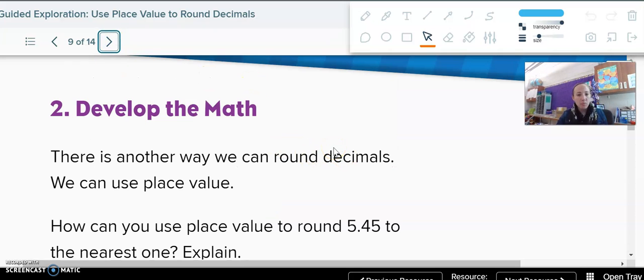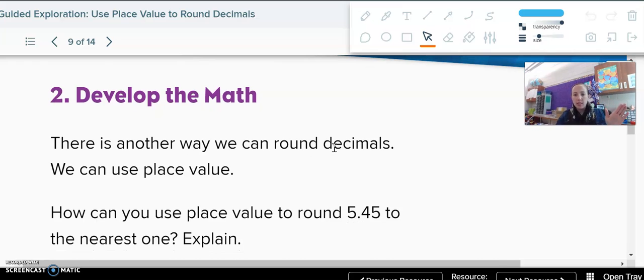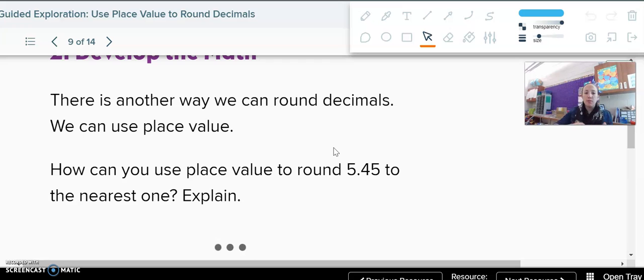So we'll get to that in a second, rounding to a different place. First, I want to talk about how we can use a different strategy other than a number line. We can use place value. So for number 2, go ahead and write we can use place value, which is the way that I typically go over rounding. It's good to have the number line in our head, but sometimes the step-by-step of using place value is a little bit easier to follow.